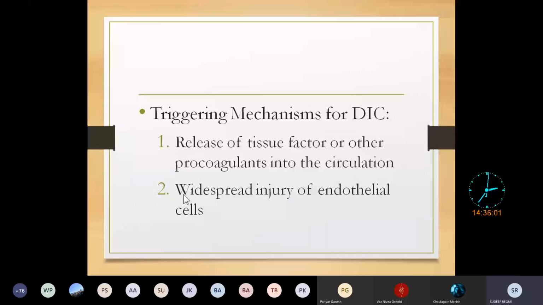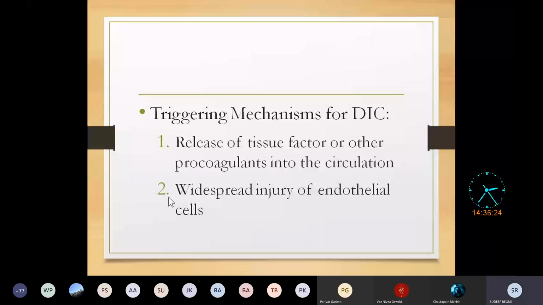And there will be widespread injury of the endothelial cells. So these two things are the major triggering mechanisms for disseminated intravascular coagulation. One is release of any procoagulants like tissue factor or any other procoagulants. The second thing is widespread injury and activation of the endothelial cells.